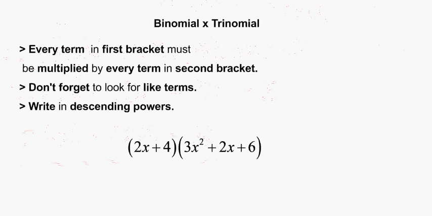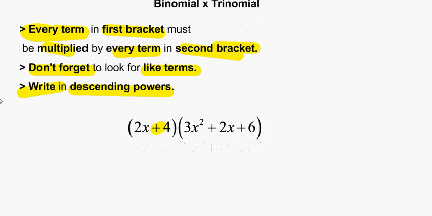Okay, so now we're going to look at the more complex one, a binomial and a trinomial. When working with a binomial and a trinomial, we have to remember every term, right? Now remember, terms are separated by plus and minus signs. Every term in the first bracket must be multiplied by every term in the second bracket. So in other words, everything gets multiplied with everything. Also, don't forget to look for like terms and always write your answers in descending powers, which is more preferable.